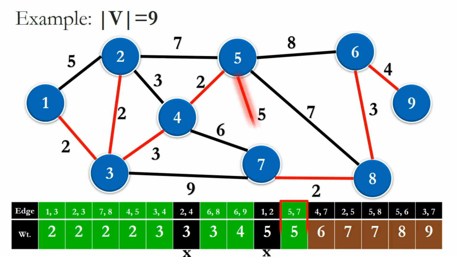Next element is the value of 5 again from the reference edge of 5 and 7. Let's check if we include this vertex 5 and 7 whether it forms a cycle to other vertices that are already connected. Since we can see that it does not form a cycle if we are going to connect the vertex 5 and 7, therefore the vertex 5 and 7 with the value of 5 is included to our spanning tree.